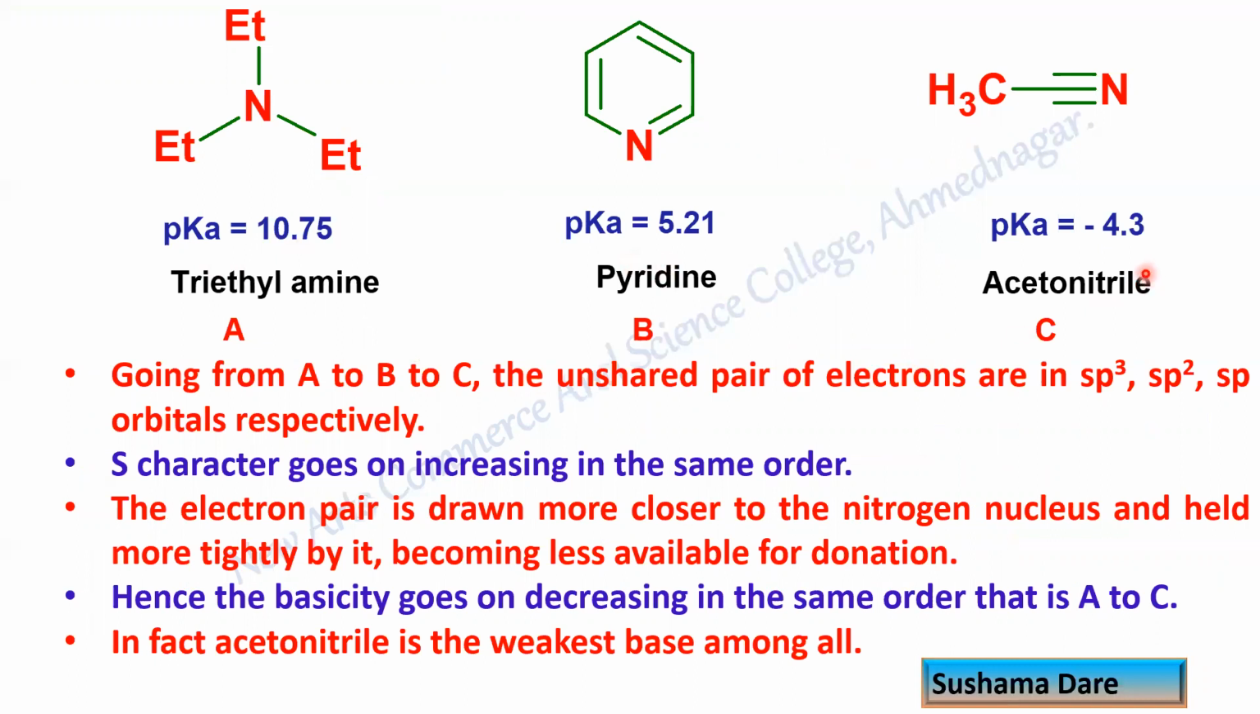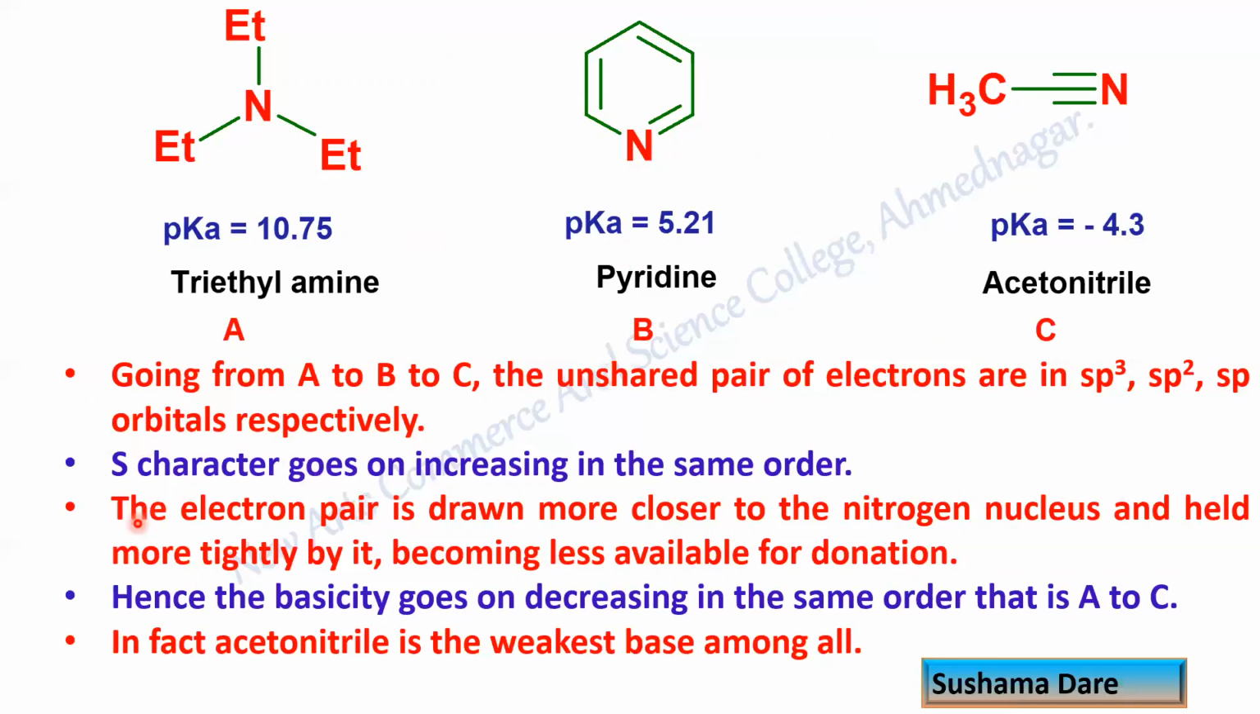Now, this is the next example: triethylamine, pyridine and acetonitrile. Look at the pKa values: 10.75, 5.21 and minus 4.3. So you can see here this nitrogen is sp3 hybridized, this nitrogen is sp2 hybridized, and this nitrogen is sp hybridized. So going from A to B to C, the unshared pair of electrons are in sp3, sp2 and sp orbitals respectively. So s character goes on increasing in the same order.